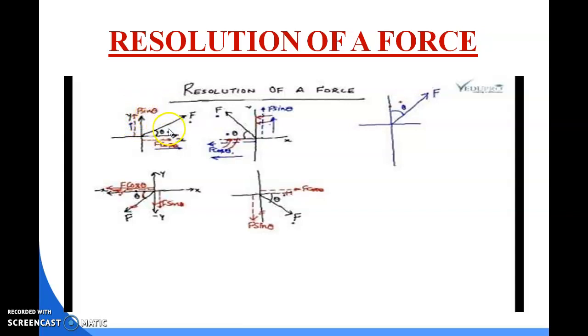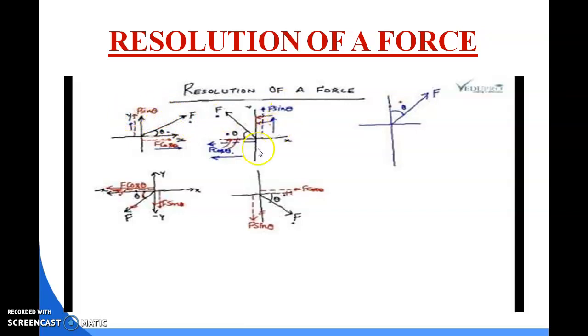This is the first quadrant, and here the force is taken as positive. So always remember that whenever we take the force horizontally it is cosine of the angle, and whenever we take it vertically it is sine. So along the x-axis it is F cos theta, and along the y-axis it is F sin theta.